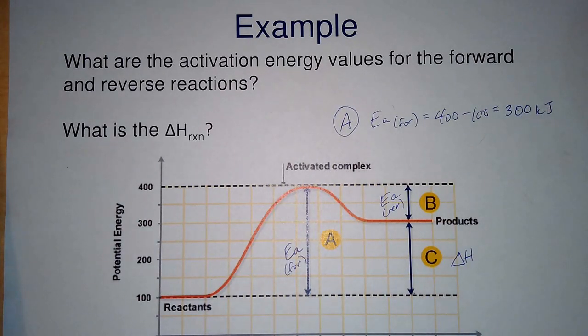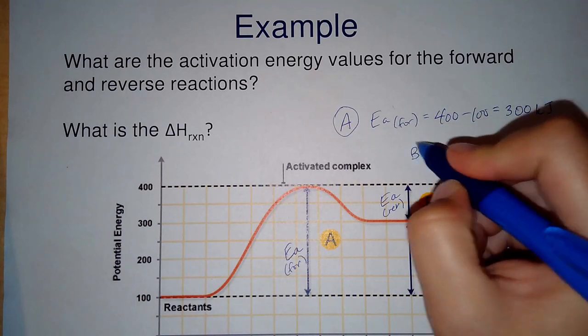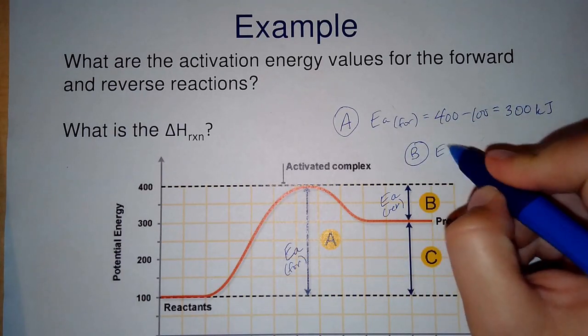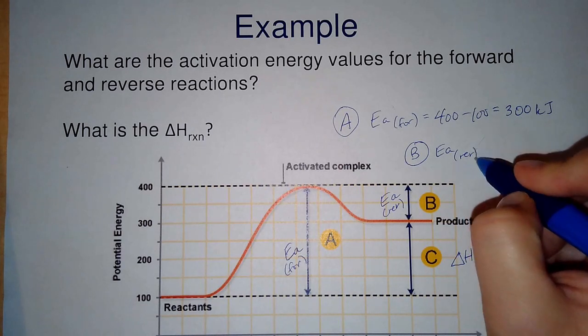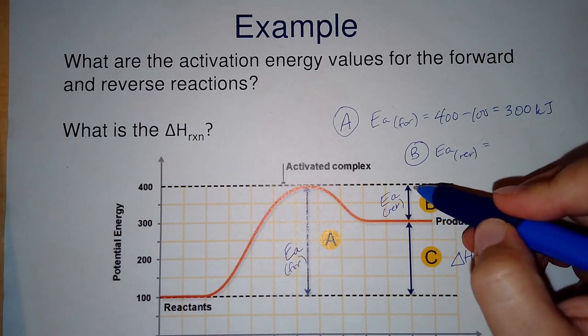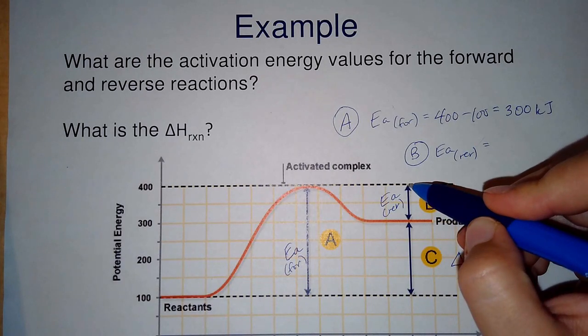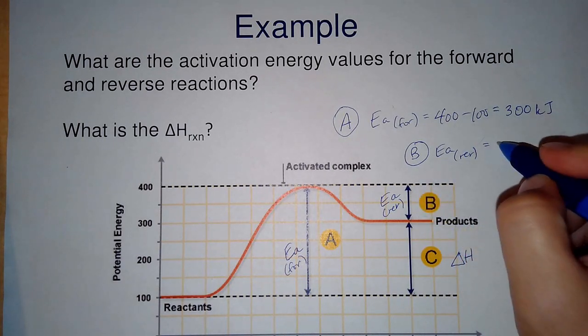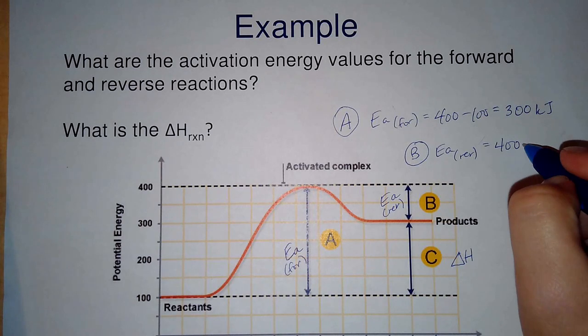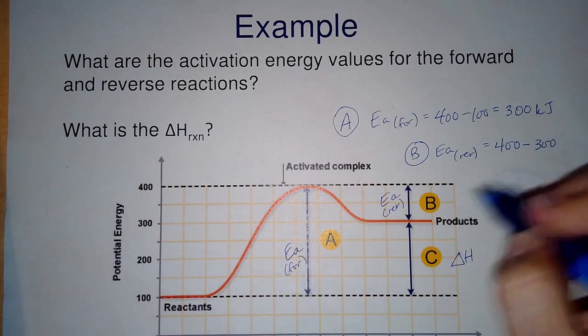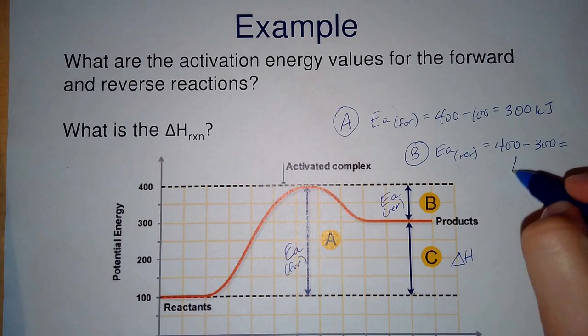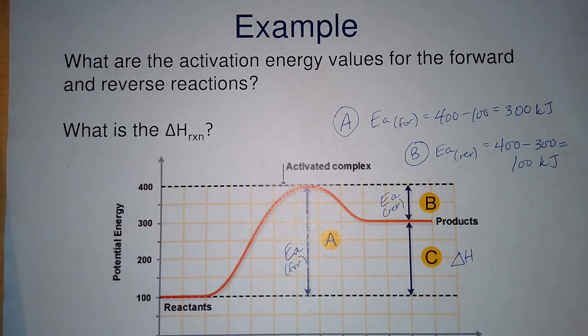Alright, let's look at part B. So our activation energy of the reverse is going to be just between the products and the top of the peak. So we're going to subtract 400 minus 300 to get 100 kilojoules for the activation energy of the reverse.